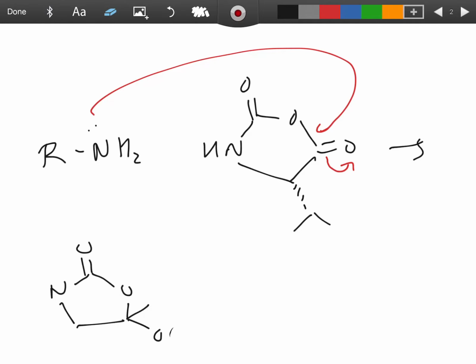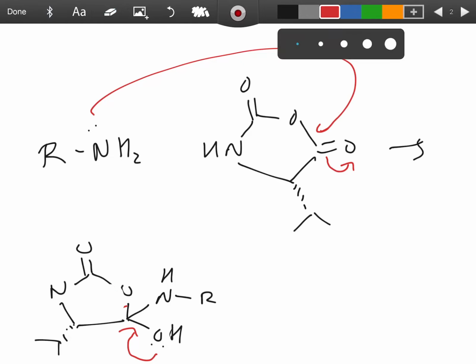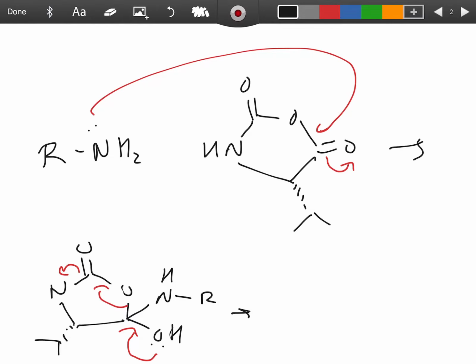Oh, here, O, H, N, H, R. And then this lone pair will come down, push that oxygen off. Well, it actually does this. You'll make CO2. So you end up making... try to do this right. Oh, I missed the nitrogen.